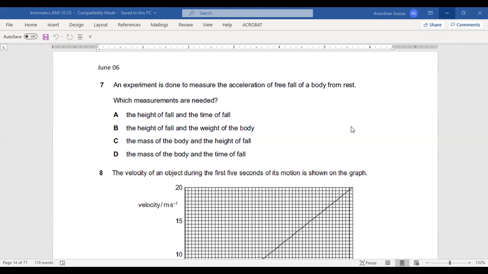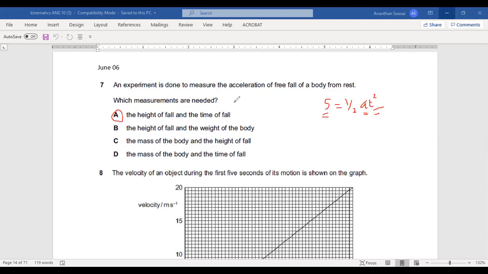A. Height of the ball and the time of the fall. Yes, correct. I think we did one experiment, right? So all of you say A. We use what formula? s equals half a t squared to find your a. So to find a, you need displacement, height, and you need the time. So the answer should be A.